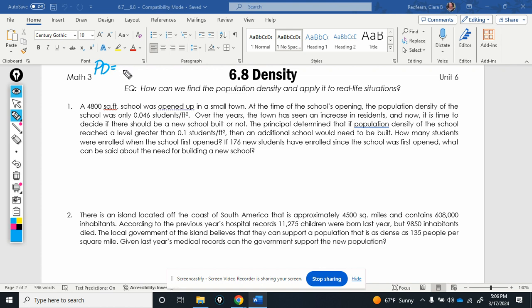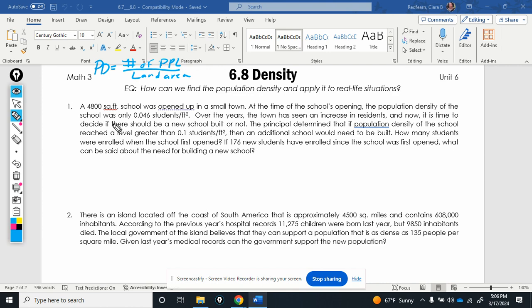So population density is the number of people over land area. Number of people over land area. Each one of these questions will ask us either to calculate population density or use the population density to solve problems, and we're going to be comparing between two things.